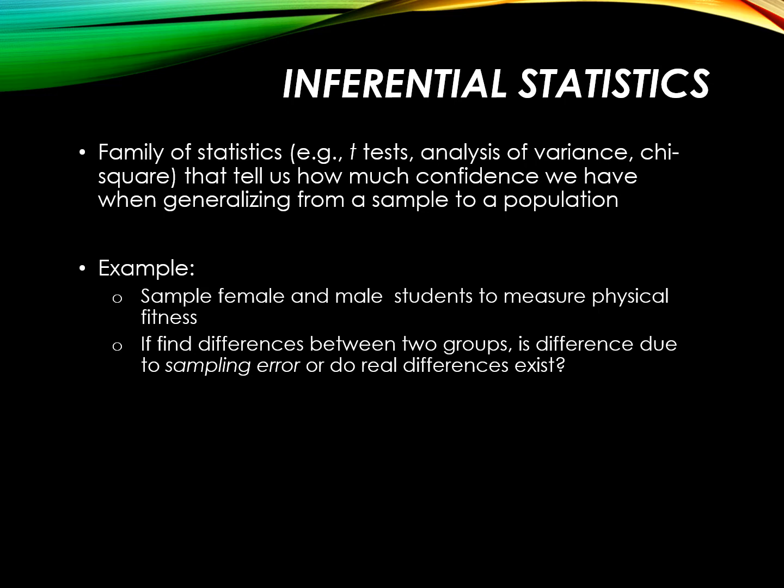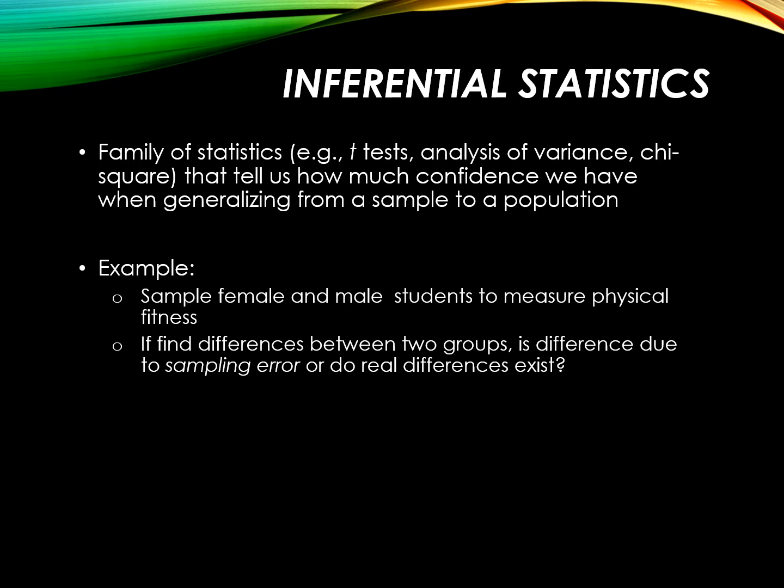We're going to talk about inferential statistics for just a quick second. Inferential stats is a family of statistics that tells how much confidence we have when we generalize from a sample to a population. This includes things like t-test, ANOVA, and chi-square. And the easiest thing to do is say you'll need to use a software package to calculate this. But overall, let's think about it like this.